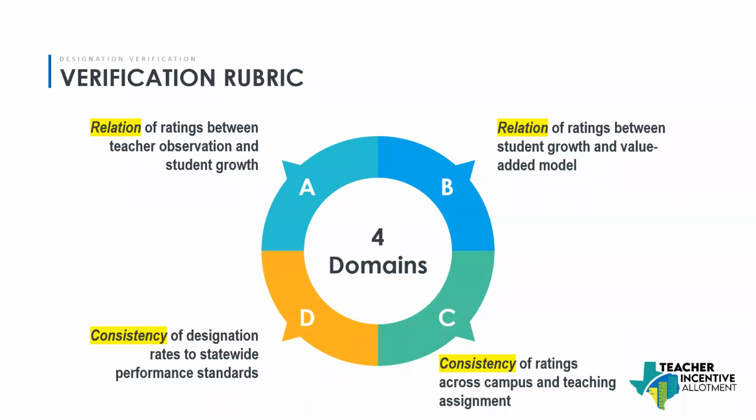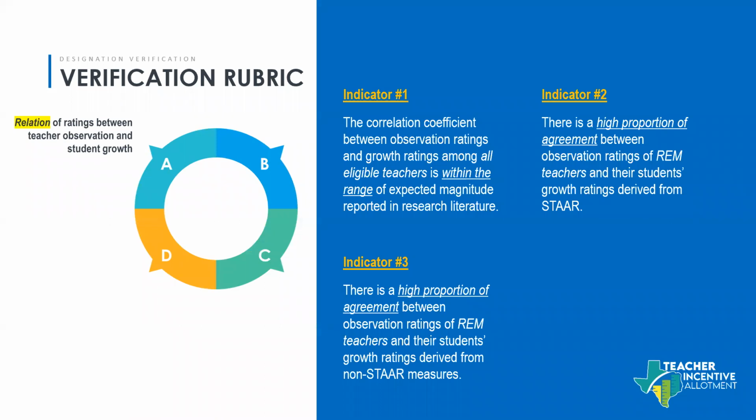The rubric we will use for the verification process includes four different domains. Domain A, relation of ratings between teacher observation and student growth. Domain B, relation of ratings between student growth and value-added model. Domain C, consistency of ratings across campuses and across teaching assignments. And lastly, Domain D, consistency of designation rates to statewide performance standard. And from here, we will see each domain and their indicators.